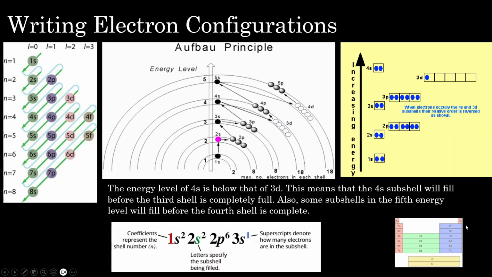Then I fill in 2p. I can fit 6 along here, so I go up to a maximum of 6. And then once my 2p is filled, I go to the 3s.